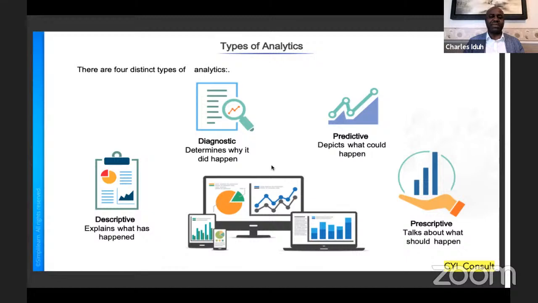Prescriptive analytics sometimes are written, you know. That's when you prescribe, you know, when you go to your doctor and they prescribe medication to you, prescriptive analytics.